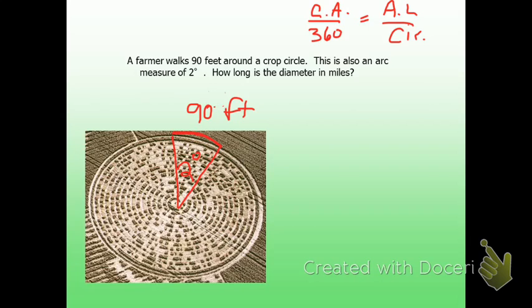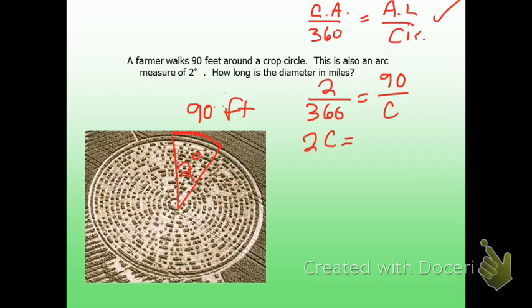diameter? Well, you just have to find the circumference first, and once you know the circumference, you can figure out the diameter pretty easily. Since circumference is diameter times pi, if you know the circumference, you divide it by pi to get the diameter. So let's use this proportion up here and solve for circumference. So the central angle is 2 degrees, and that's 2 degrees of the entire circle, 360 degrees. The arc length, 90 feet. The circumference, we don't know.